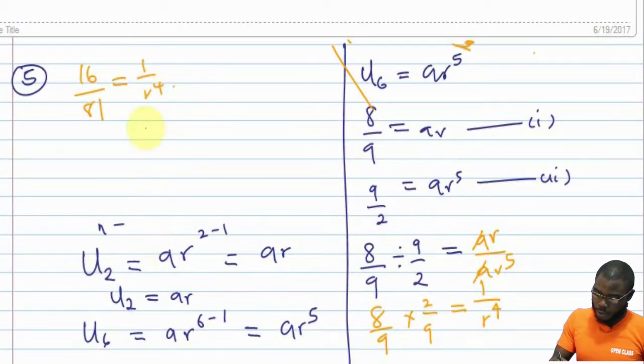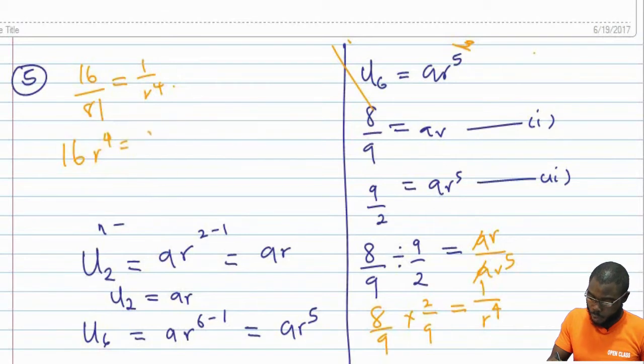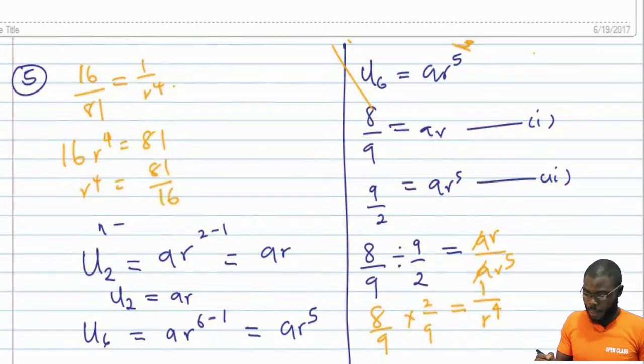If you find the reciprocal of both sides, or if that will be too difficult for you, you can just do simple cross multiplication. 16 R to the power of 4 equals 81, which means that R to the power of 4 is 81 over 16. Let me clear this up a bit.